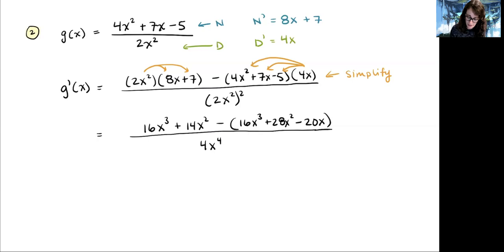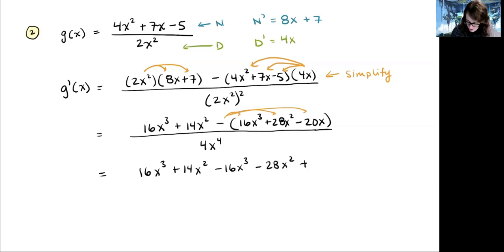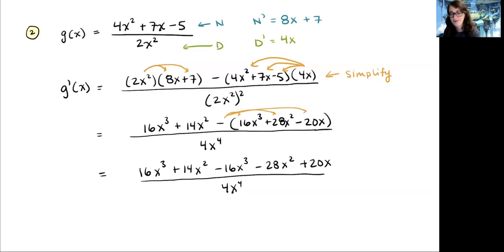And then lastly, we should probably get rid of these parentheses by distributing the minus sign into here, here, and here. Okay, so that's 16x cubed plus 14x squared minus 16x cubed minus 28x squared plus 20x. Again, that is all divided by 4x to the fourth.